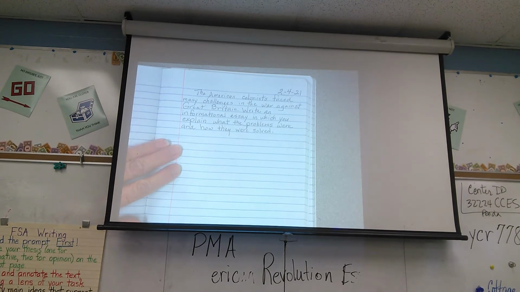So stop for a minute and do a self-assessment. Where are you in this process? And why have you not reached the point where you're ready to write? Some of you are still reading. Some of you didn't bother to annotate the text when you read, so when you go to plan, you have to reread everything. Remember our chart for FSA writing. You need to annotate your text, or you're going to waste time.